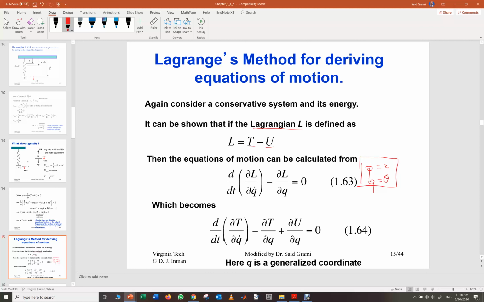So this becomes the derivative with respect to time of the partial derivative of T with respect to Q dot, minus the partial derivative of T with respect to Q, plus the partial derivative of U with respect to Q, is equal to 0. So this is the Lagrange equation. Assuming there is no damper in the system; we are going to see what happens to the system when we have a damper. Q here is called the generalized coordinate: if we have translation, Q is x, and if we have rotation, Q is theta.